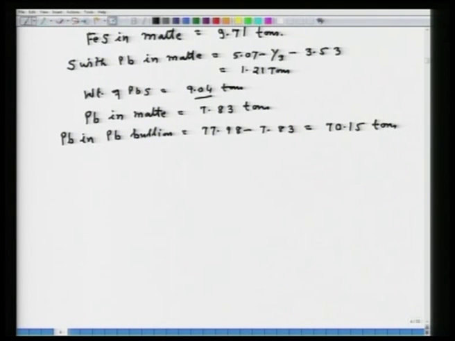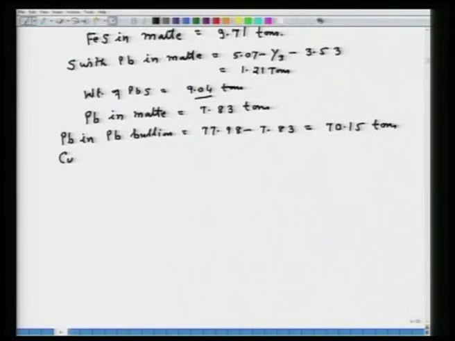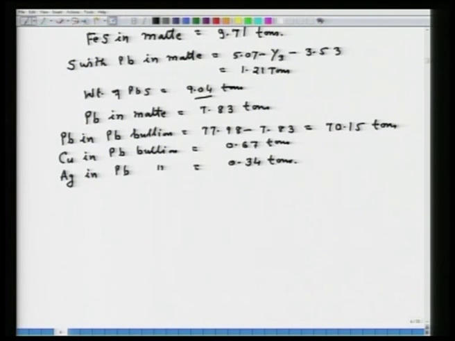So, that is why in order to calculate lead in lead bullion, you have to do all these exercises, because some amount of lead is lost in the slag, or iron is entering into mat and slag, and to come up with the lead sulfide and so on. So, straight away you won't be able to calculate the lead in lead bullion. That is why this exercise has to be done. Now, copper in lead bullion is 0.67 tons, and silver in lead bullion, silver will enter as it is, that will be 0.34 tons.